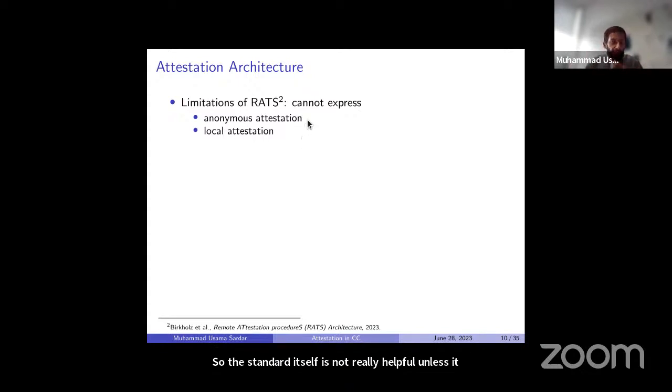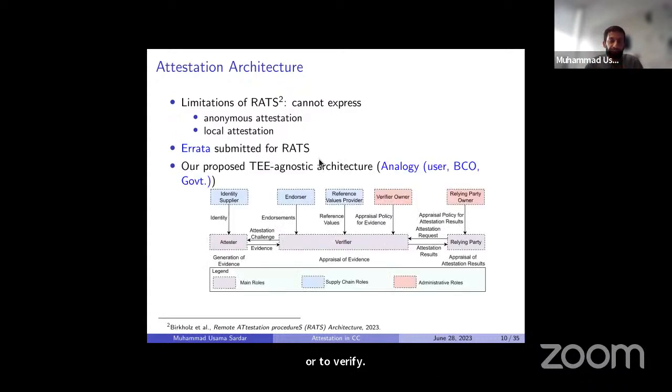So what we did is we submitted the errata for the RATS working group, and it has led to at least 2 new drafts. For example, the endorsements and the reference values, the distinction between those. So again, this figure has a lot of details. I will abstract a little bit to present the gist or the main point of this.